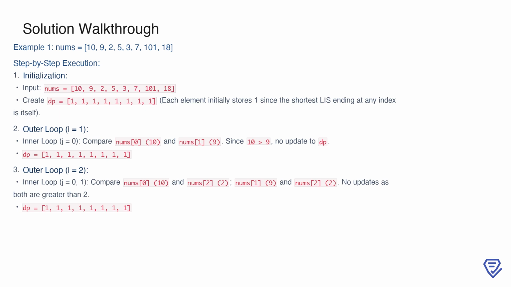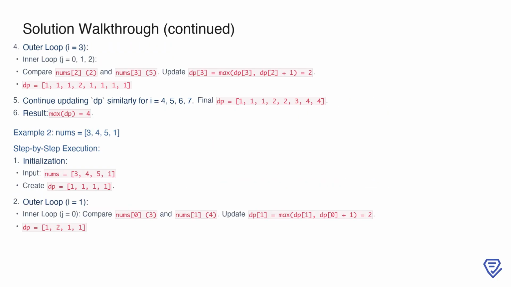This initialization highlights how we systematically build the DP array step by step by comparing each element with all previous elements. Now for i equals 3, we begin comparing nums[3], which is 5, with previous elements. Comparing nums[2] and nums[3], we see that 2 is less than 5, so we extend the subsequence ending at index 2 to include nums[3]. This updates DP[3] to 2, resulting in DP equals 1, 1, 1, 2, 1, 1, 1, 1.